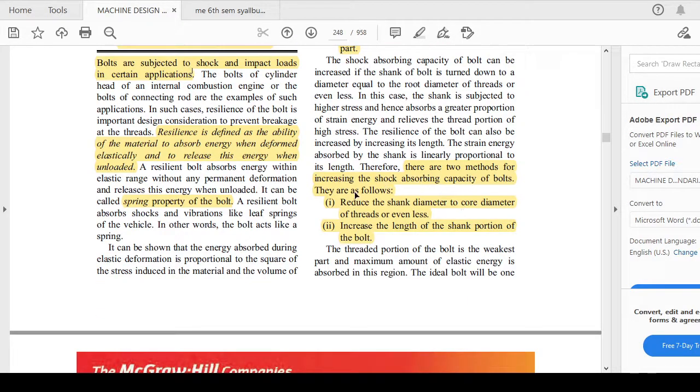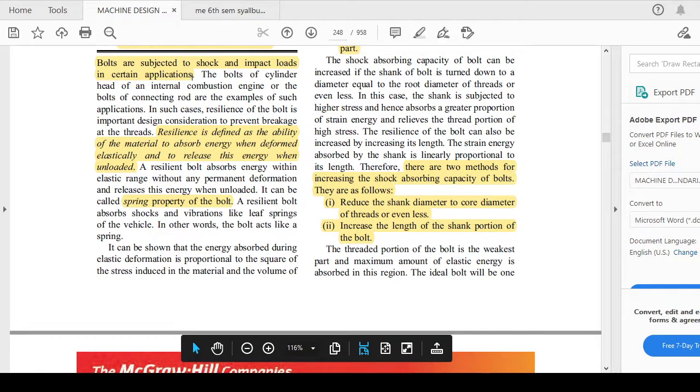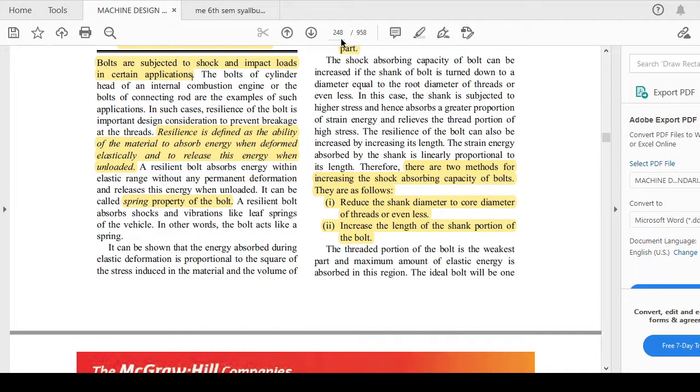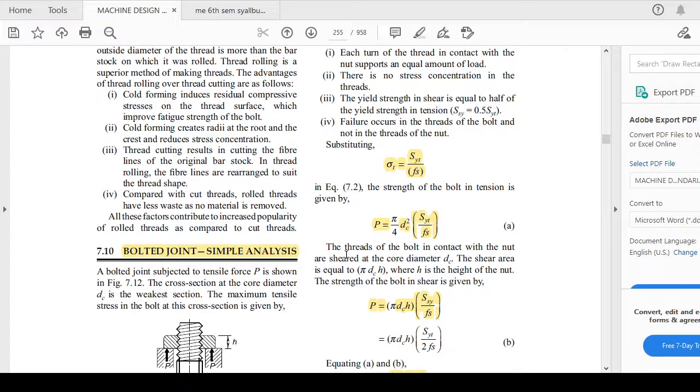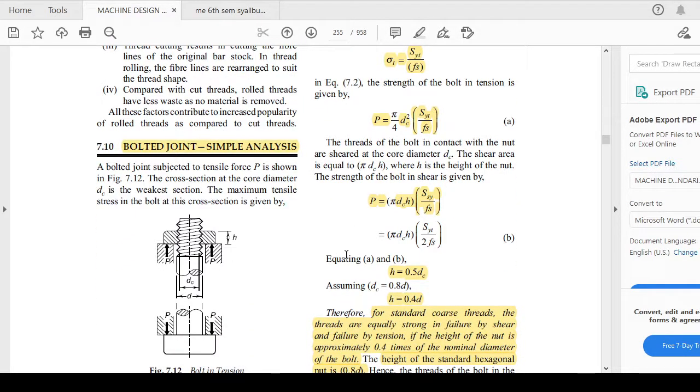There are two methods for increasing the shock absorbing capacity, or resilience, with the help of these two criteria. Either reduce the shank diameter to the core diameter of the threads, or increase the length of the shank portion of the bolt. If you adopt either of these, you can increase the resilience of the bolt. Now let's jump to the calculation part, where you can see how to design the bolt or bolted joints.